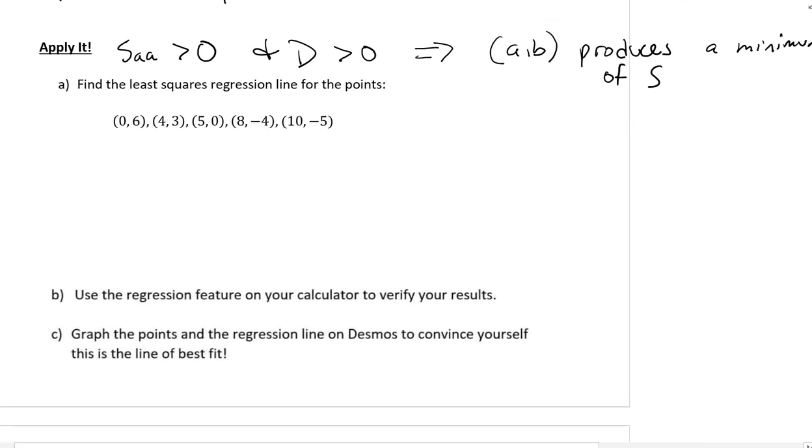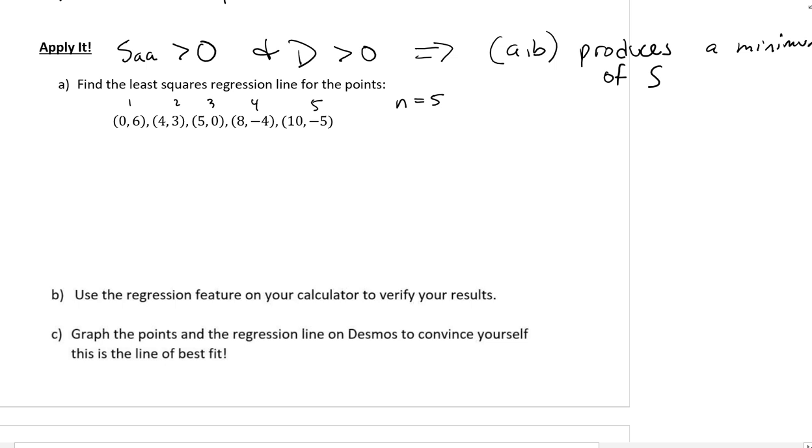So find the least squares regression line for these points. We have 1, 2, 3, 4, 5 data points, so our n is going to be 5. This isn't any real-world data. This is just a random set of 5 points to do some slightly easier math.